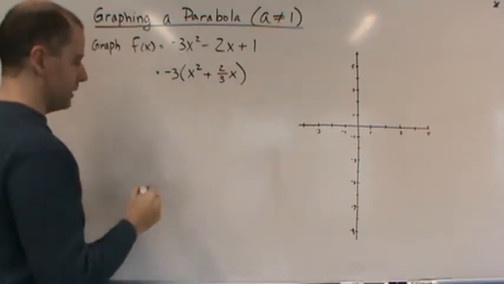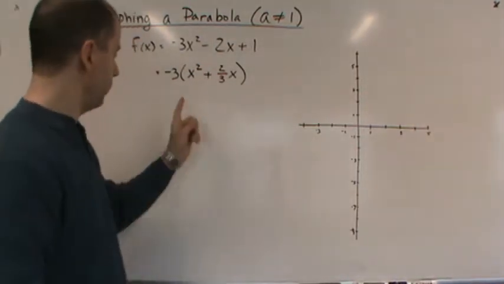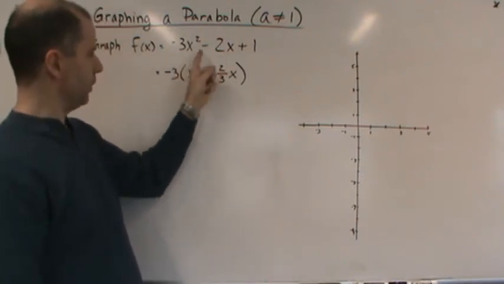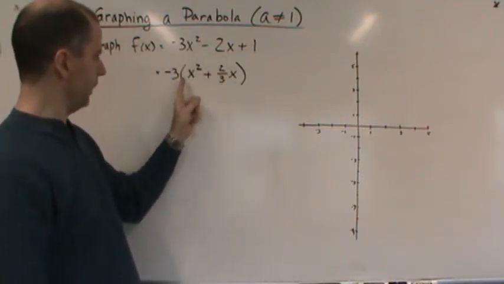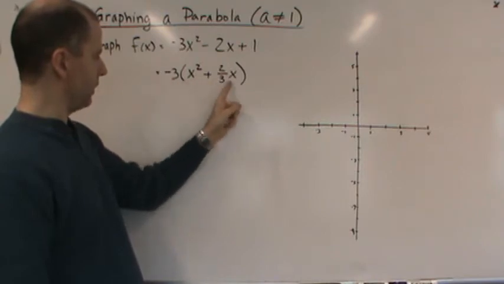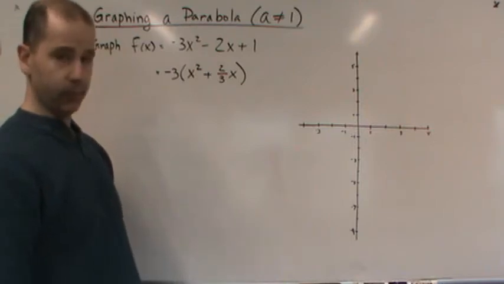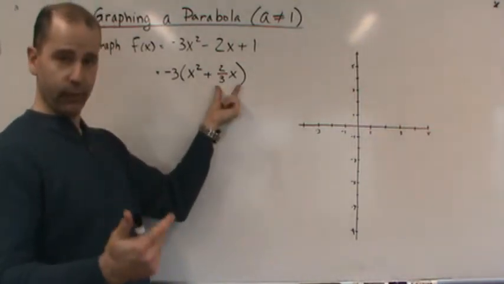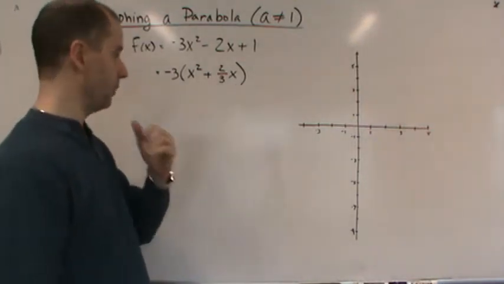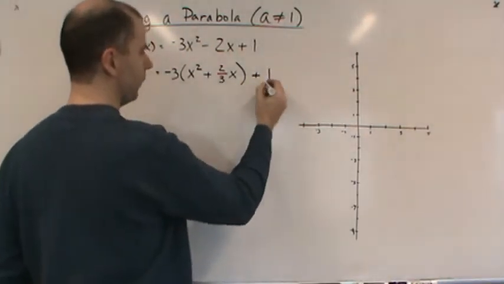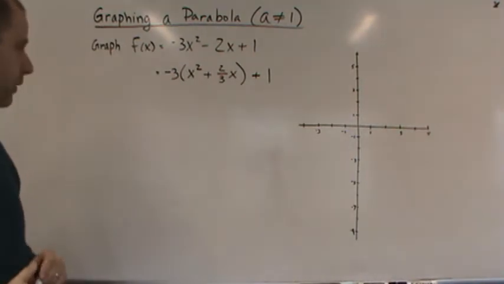here. And to see that, all you have to do is distribute, and notice you'll get right back to where you started from. So if you distribute the negative 3 to the x squared and to the x term here, you'll get negative 3x squared minus 2x again. Okay, so that'll be verification that you did it correctly. Okay, and then we'll add the plus 1. So we're just going to carry the plus 1 along with us.